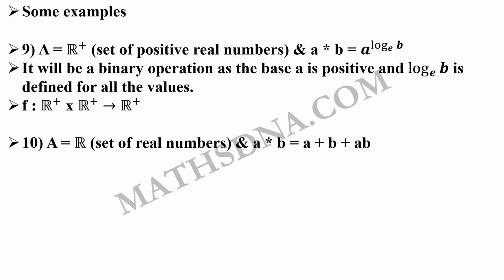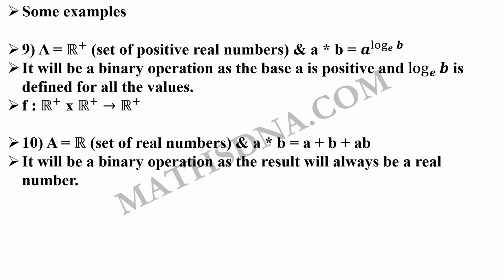10th one, A equals to R, the set of real numbers, and A star B equals to A plus B plus AB, where addition is usual addition and multiplication is usual multiplication. Now this will be a binary operation because the result will always be a real number. Output will always be a real number, and that will give you the codomain's element. So f is a function or a binary operation from R cross R to R.